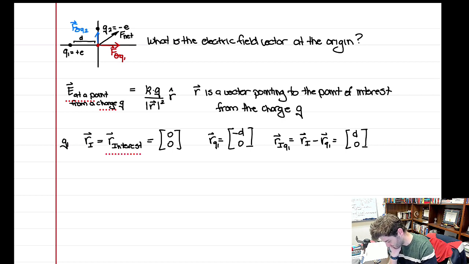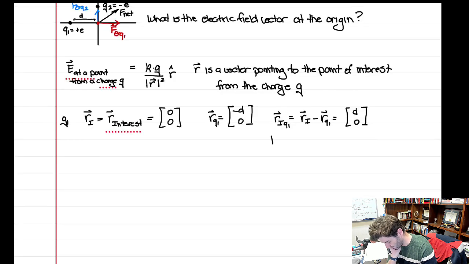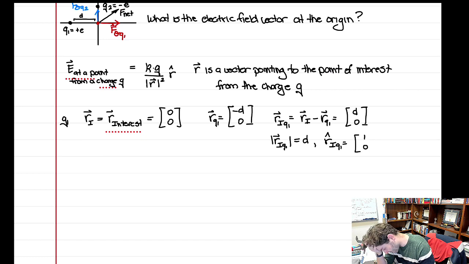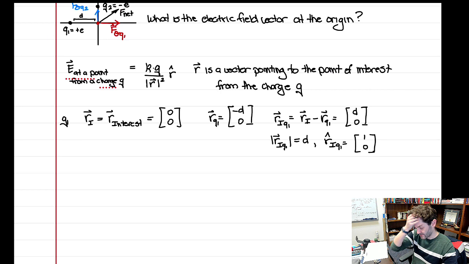Makes sense? Again, we'll go fast on this because you can convince yourself or pause the video. The magnitude of this vector is just d. So then the unit vector that points to the point of interest, the origin, from Q sub 1 looks like it's just 1, 0. Or just x hat, or i, if you're using the engineering notation.